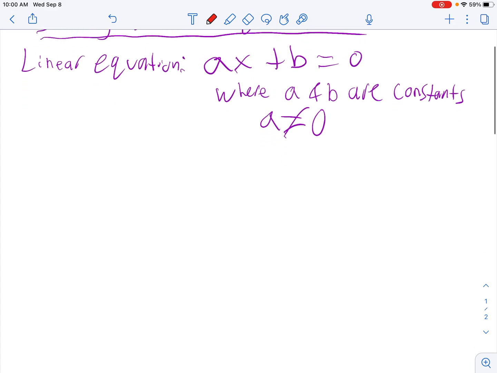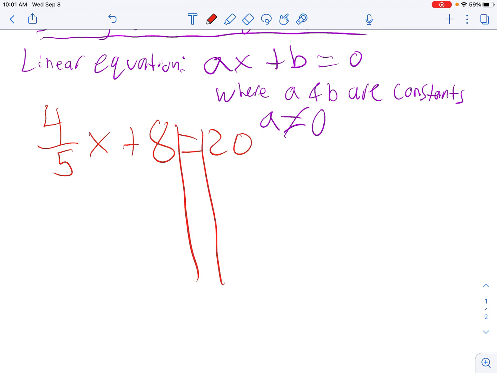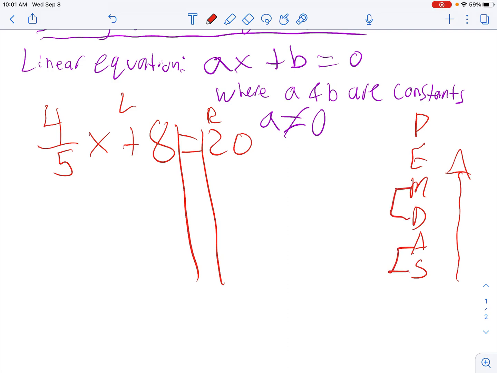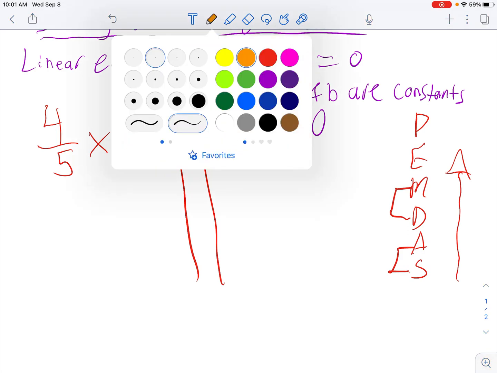So again, this is kind of going to be a review from Algebra 1, but let's talk about solving an equation with a variable on one side. So for example, 4/5 x plus 8 equals 20. My first step is to separate the left side from the right side. And I like to talk about it as when you solve equations, you're trying to undo them. So we're going to use our order of operations, which is PEMDAS, but we're going to work backwards. So we're going to start with subtraction and addition first, and then division, multiplication, exponents, and then parentheses.